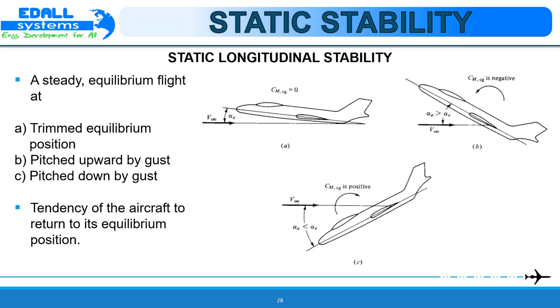If the aeroplane is pitched downward by the gust, that is, when the absolute angle of attack is less than the equilibrium angle of attack, the resulting moment about the center of gravity will be positive, that is clockwise, and will tend to pitch the nose upward. Thus, again, the aeroplane will initially tend to move backward towards its equilibrium position after being disturbed. Note that the absolute angle of attack is denoted alpha_A and the equilibrium angle of attack is denoted alpha_E.